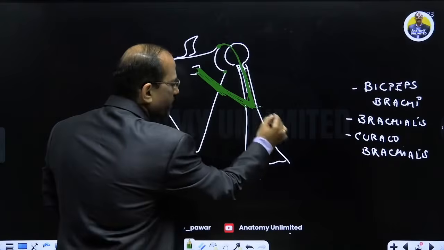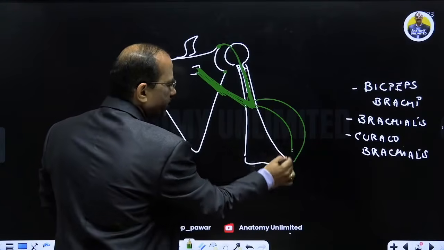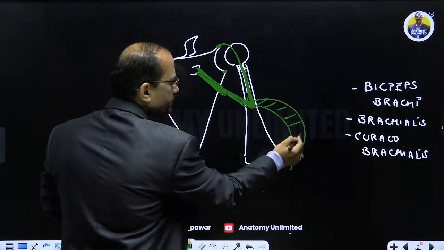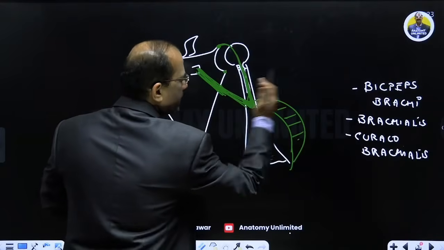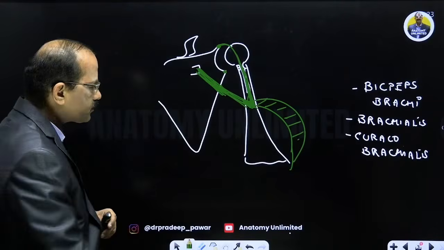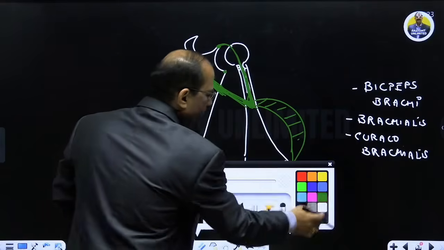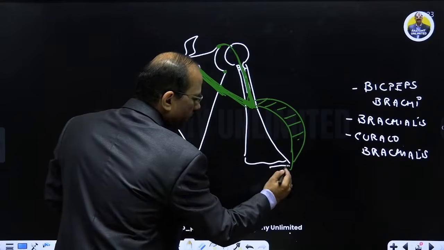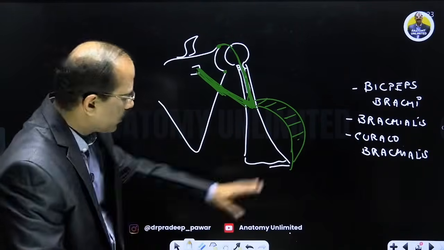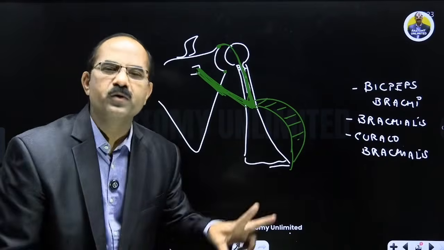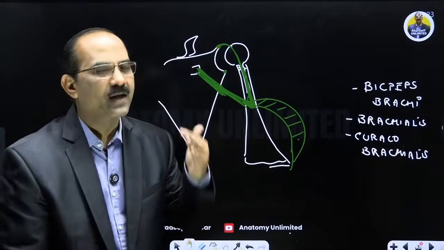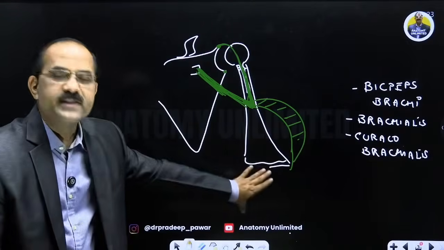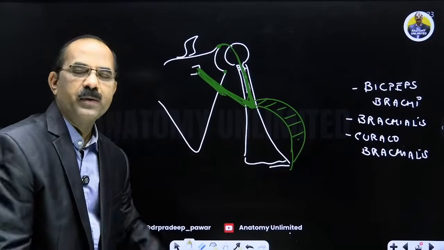We are reflecting the biceps. मैंने biceps को reflect किया, ऐसे reflect किया. We have turned it. ऐसे turn किया biceps को. Now this biceps comes and gets inserted on. ये कौन सा bone होगा? Forearm. Forearm के bones है. There are two bones in the forearm. एक है radius, दूसरा है ulna. Lateral side पे radius, medial side पे ulna.